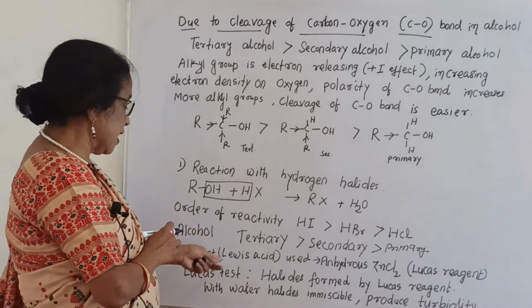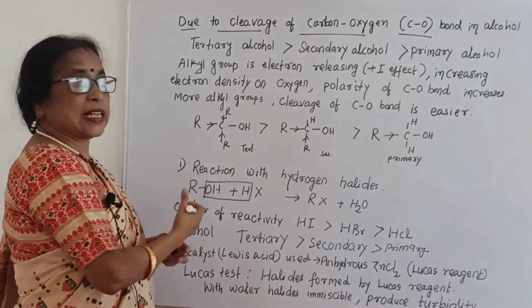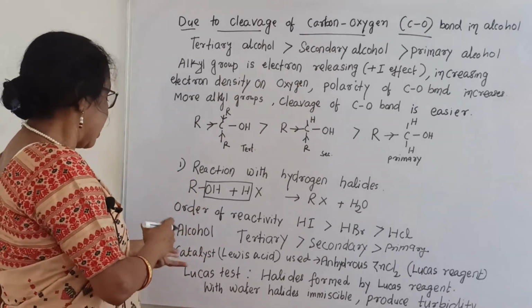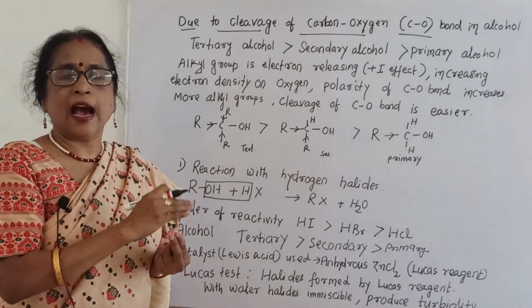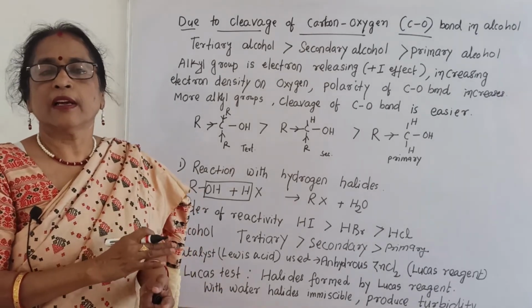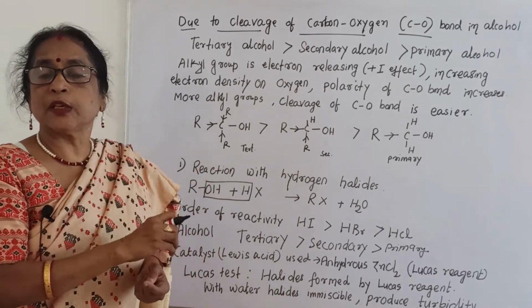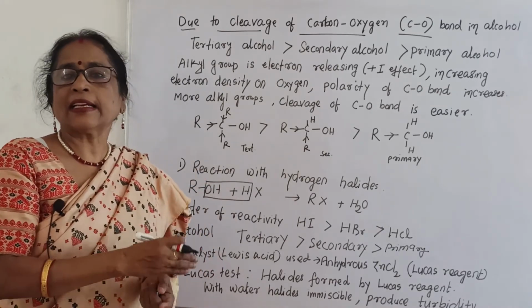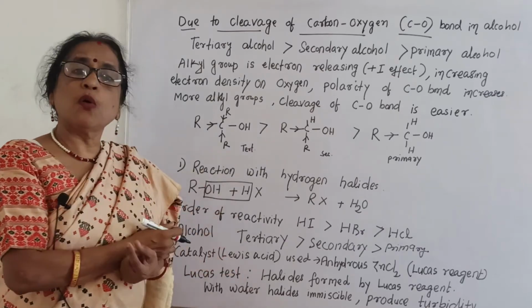What is the catalyst? That acts as a catalyst, that is a Lewis acid. And what is that one? Anhydrous zinc chloride. Anhydrous zinc chloride is used as a Lewis acid that acts as a catalyst. Actually, this is called Lucas reagent.